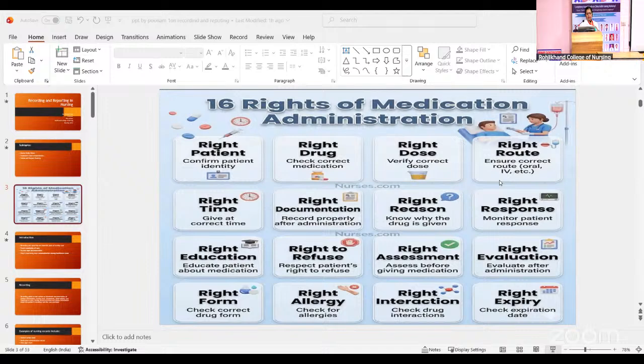Right form. Check the correct drug form. In what form is it coming? It is in vial, ampoule, or it is powder form. It is translucent. Many times I have seen in the hospital that nurses confuse NS, normal saline, which is light in color and very transparent. So we should know all these things.